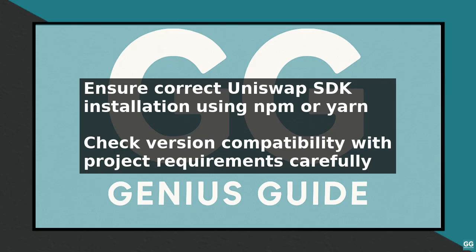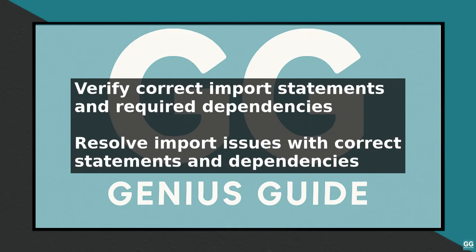A common issue is the incorrect version of the SDK being installed. Make sure to check the version compatibility with your project requirements. Another common issue is the failure to import the Uniswap SDK into your project. This can be due to incorrect import statements or missing dependencies. Always verify that you have the correct import statements and have installed all the required dependencies.